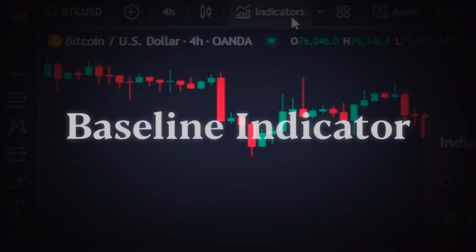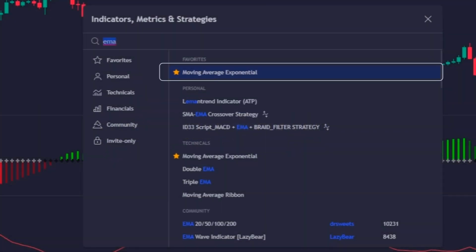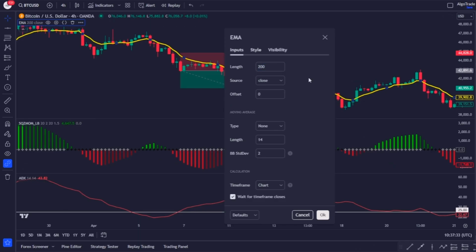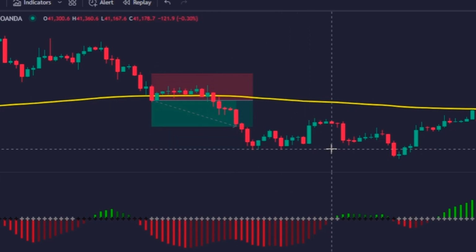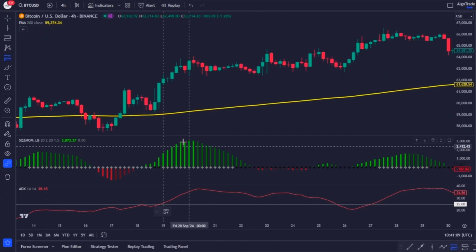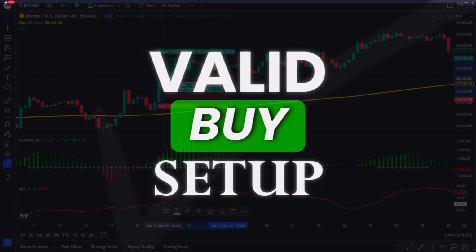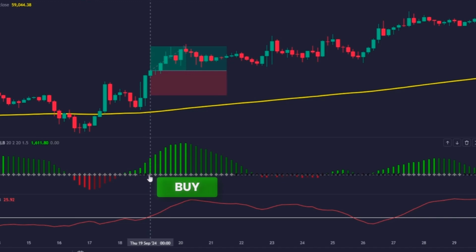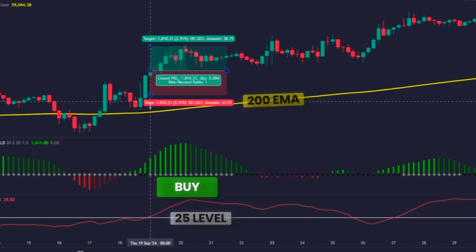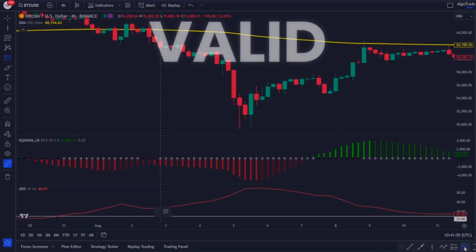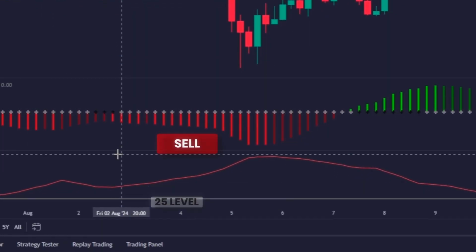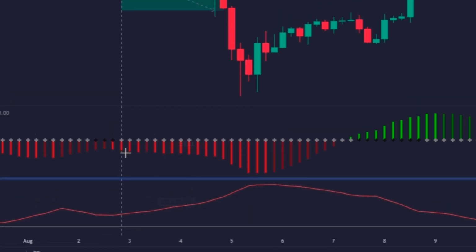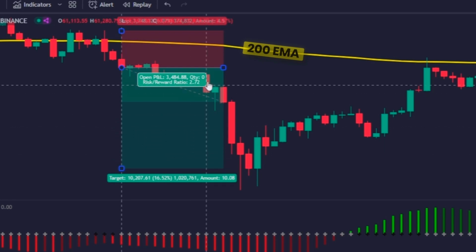Lastly, we'll add a baseline indicator, a 200 period exponential moving average. This will help us align trades with the major market trend, further reducing false signals. With everything in place, here's an example of a valid buy setup. The squeeze momentum gives a buy signal, the ADX is above the 25 level, and the price is above the 200 EMA. Likewise, for a sell setup, the squeeze momentum gives a sell signal, the ADX is above the 25 level, and the price is below the 200 EMA.